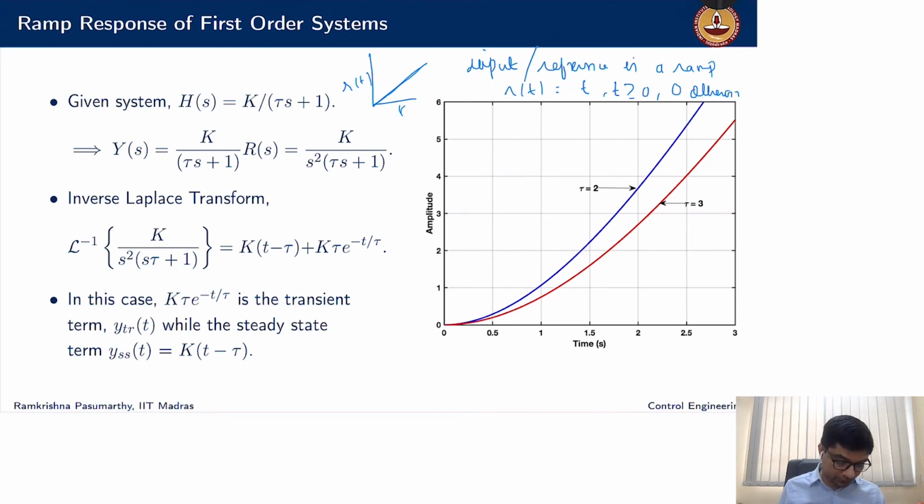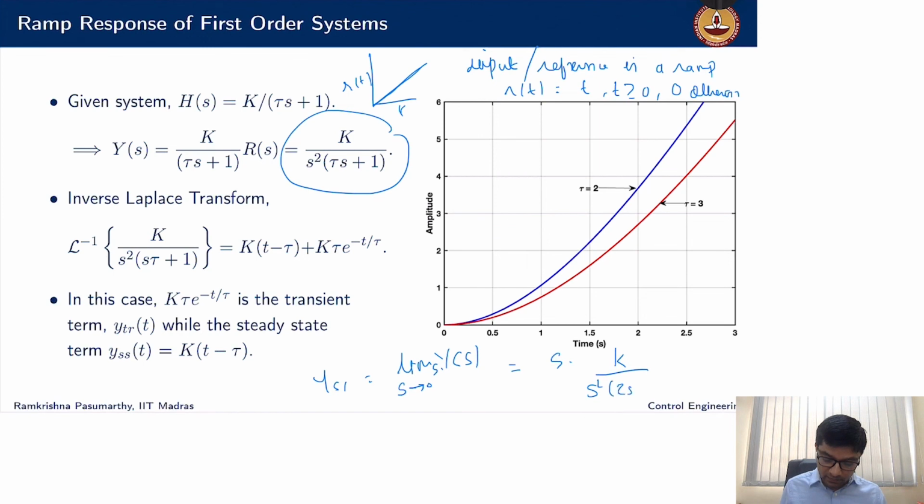Okay, so I can just keep doing all the math and see what happens. At steady state, the signal will go unbounded. Maybe I'll just try to apply the final value theorem here. Y at steady state is the limit as s goes to 0 of s times, so I have s over k over s squared times tau s plus 1. So this will just go unbounded, goes to infinity.